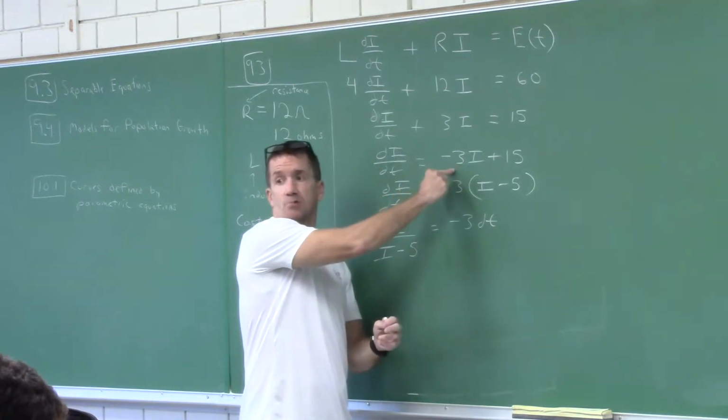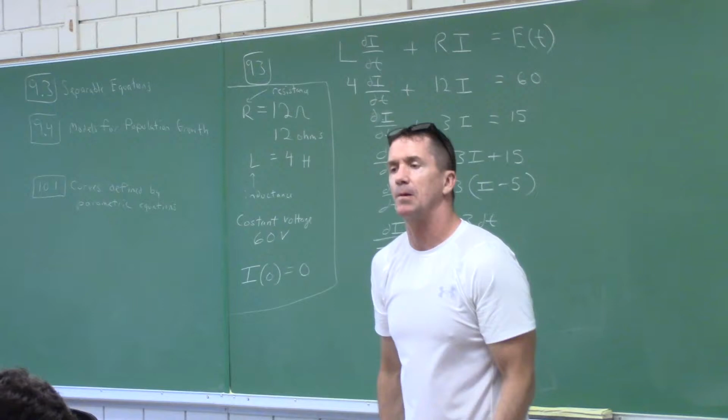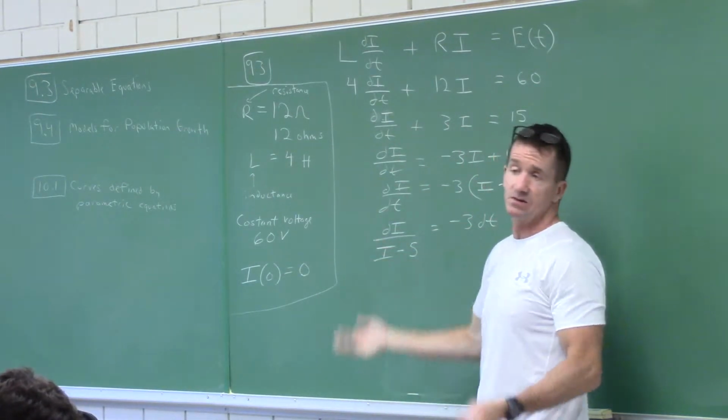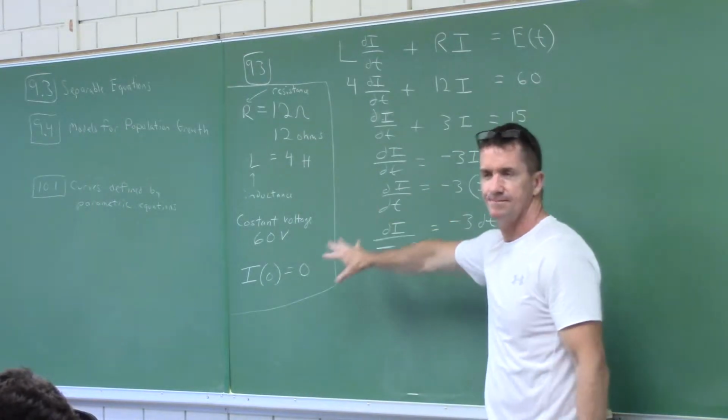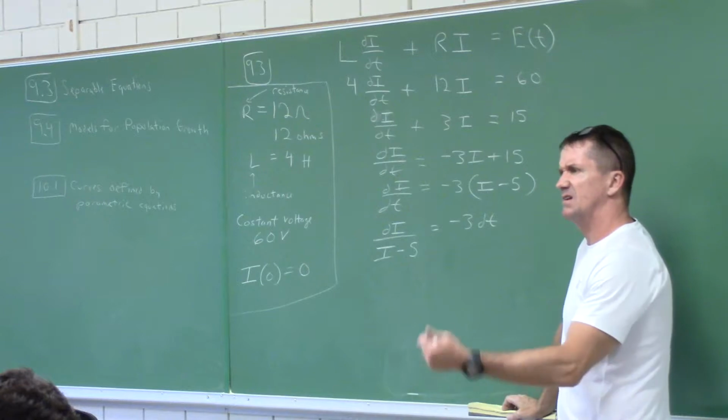Now, what if I brought this over? I would have had to do a u sub. I would have let u equal that negative 3i plus 15 on the left and done a u sub and still got a natural log. But it would have been more work. That's why I thought, hey, might as well factor that out first. Is everyone okay with that?